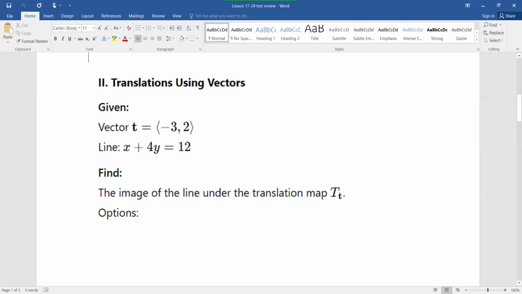Next thing we talked about was translating unit vectors. So we got a vector t, and then you were given a linear equation, and I want you to write the image of the line under this translation map, and I'll show you what all this means if you don't remember. I'll give you time to write down.